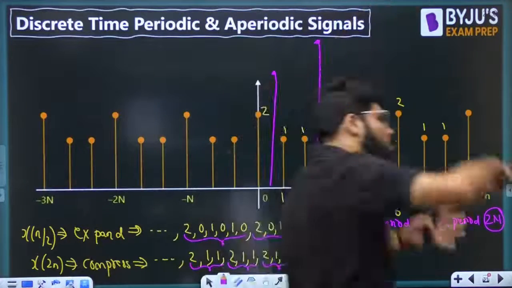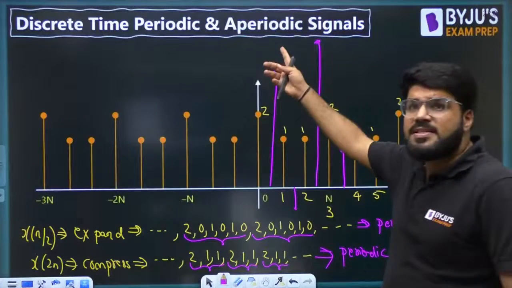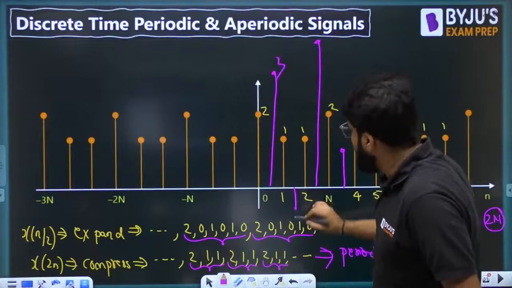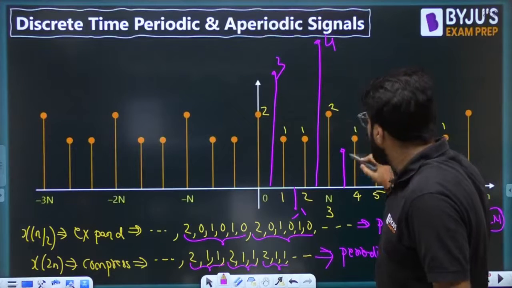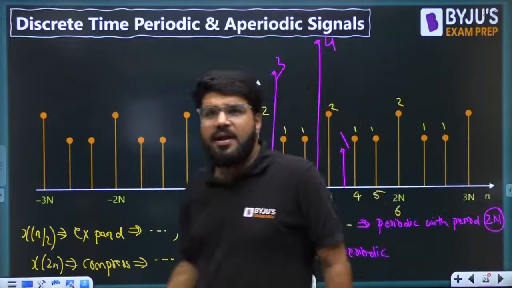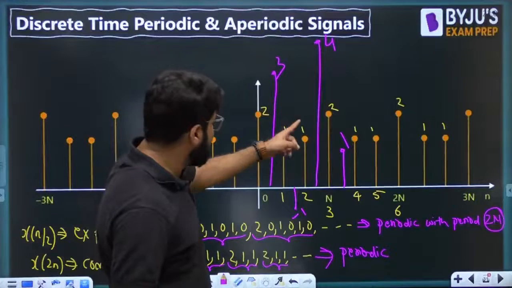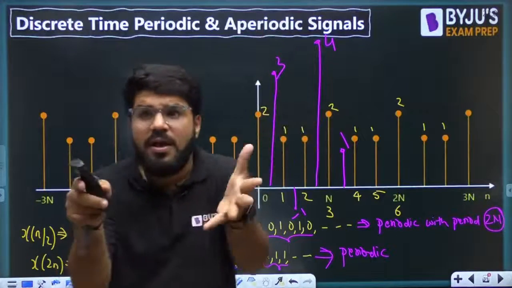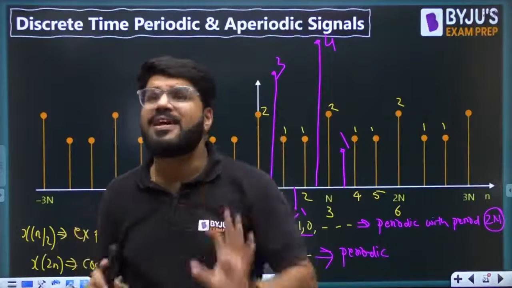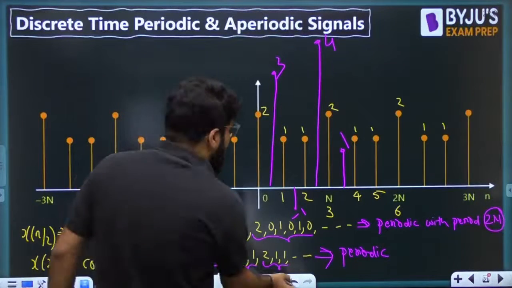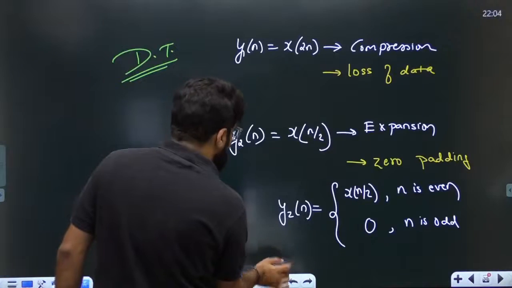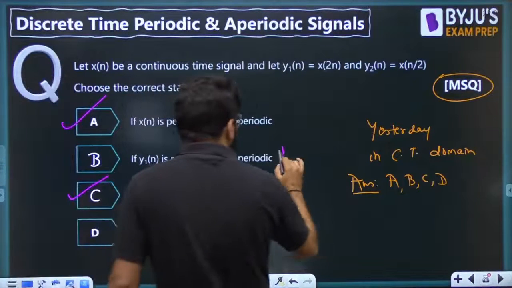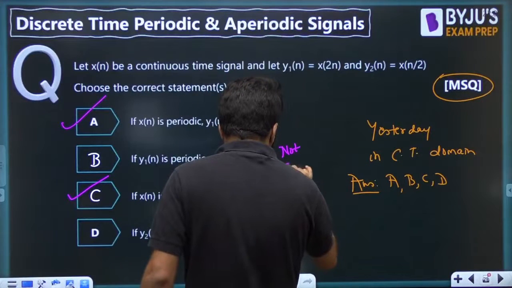So suppose if I retrieve the original signal, maybe here this was 3, this was -1, this was 4, this was 1. So no way, there will be periodicity: 2, 3, 1, -1, 1, 4 aa gaya, then suddenly 2. There is no pattern of repetition. Any values are coming at random. So that means if the compressed form is periodic, the signal is periodic, not guaranteed.